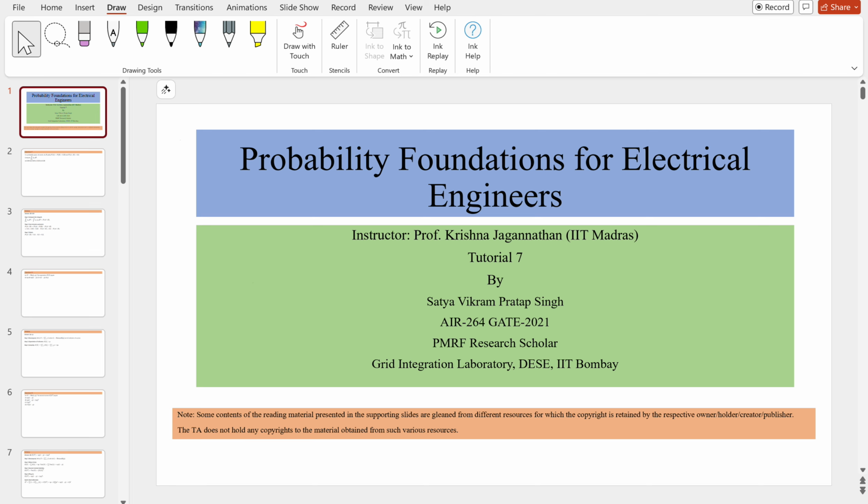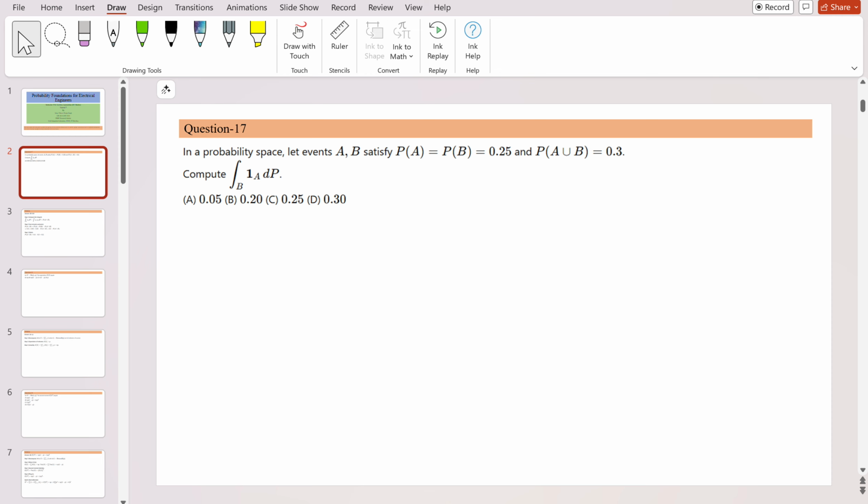Okay, this is the first problem. Before you try to solve this, let me know if you face any problem in this.